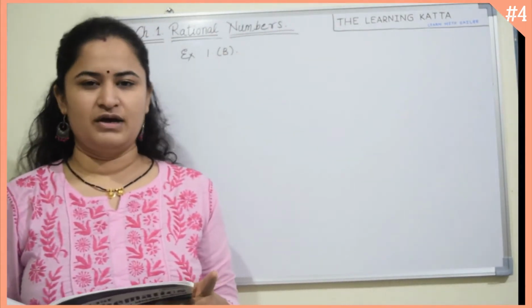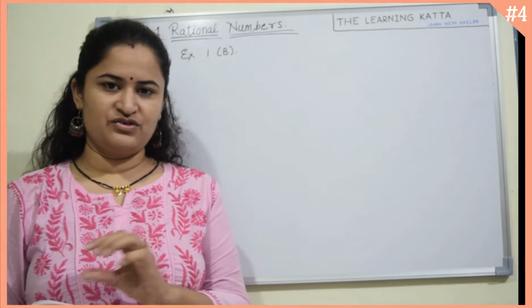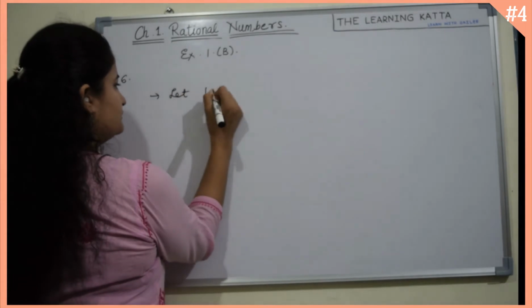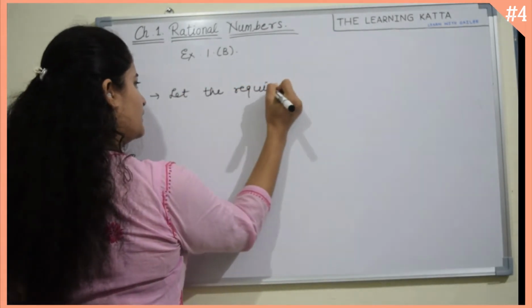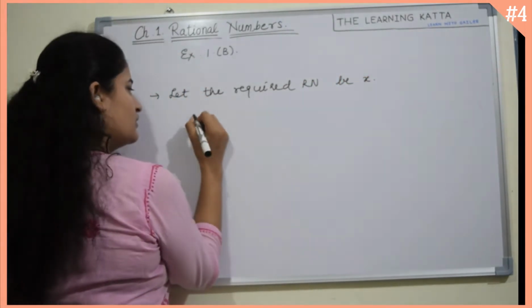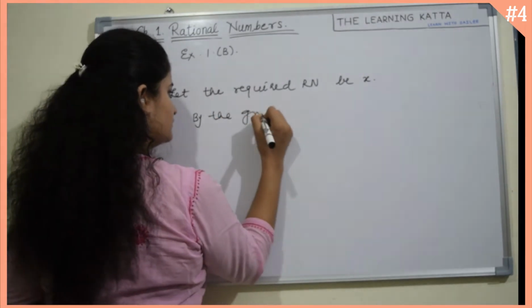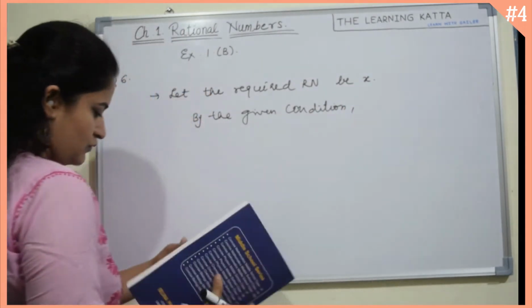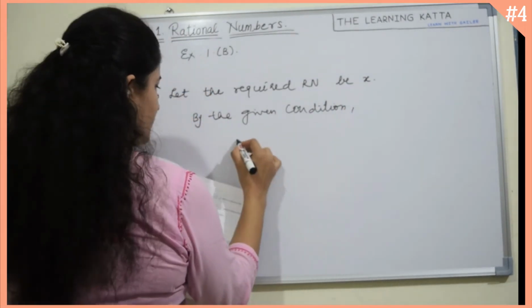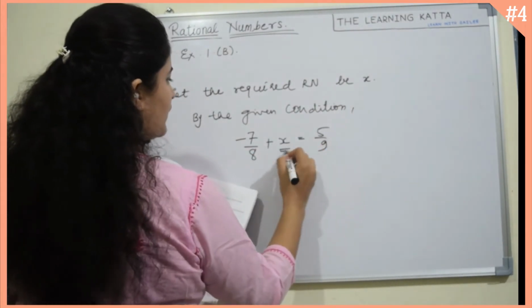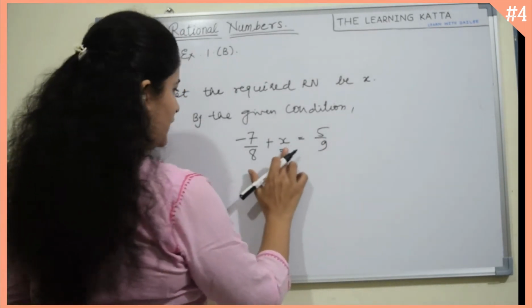Which rational number should be added to minus 7 by 8 to get 5 by 9? So the sum is actually same, just the wordings are different. So we will start with: let the required rational number be x, right? So by the given condition, one rational number is minus 7 by 8 and we are adding x to it to get 5 by 9. So we have to find x. It's quite similar to the previous one. Like I said, wordings are different.